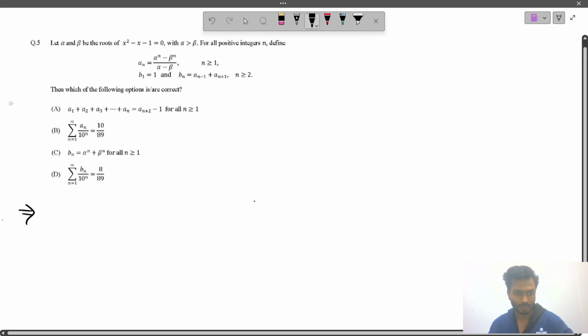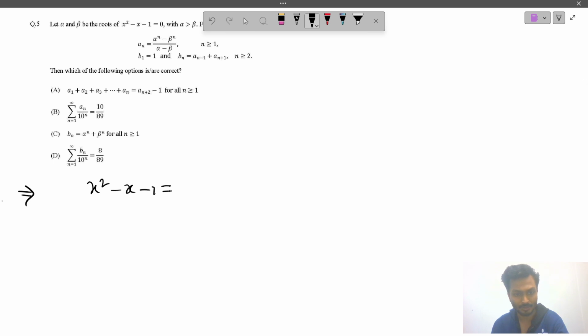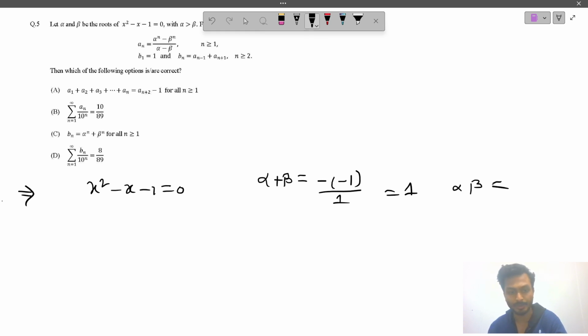So let us start. Suppose the equation is x square minus x minus 1 equals 0, and alpha and beta are roots. What will be alpha plus beta? Alpha plus beta equals minus of this coefficient, that means minus 1 divided by 1, so this will be 1. And what will be alpha beta? Alpha beta will be this coefficient, which is minus 1.